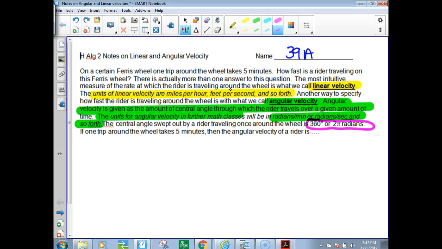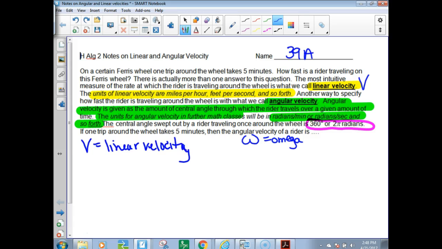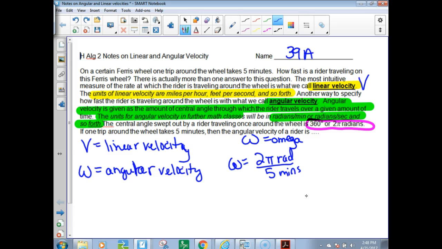If one trip around the wheel takes 5 minutes, then how could we express this rider's travel? The angular velocity is going to be called by this Greek letter, read omega. For linear velocity, we're going to be using a v. So v is our linear velocity, and this new Greek letter omega is your angular velocity. Omega would be, for this case, 2 pi radians once around, and it happened in 5 minutes. I realize most of you are going to start calling this W, but I'm going to say omega.